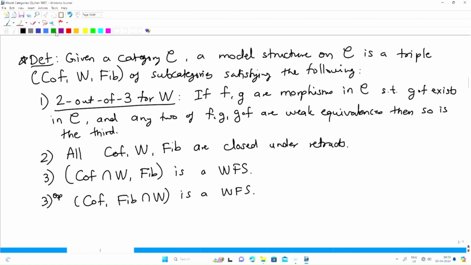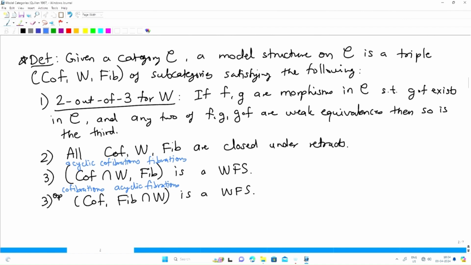And let me write some names for you. I haven't written names. So these are called acyclic cofibrations, and these are acyclic fibrations. These are just fibrations and these are just cofibrations. So we have got two different weak factorization systems at the same time.